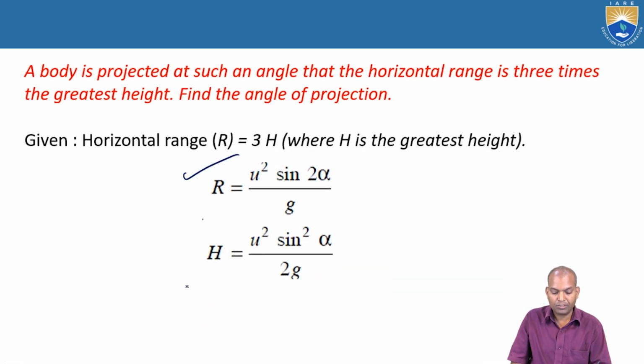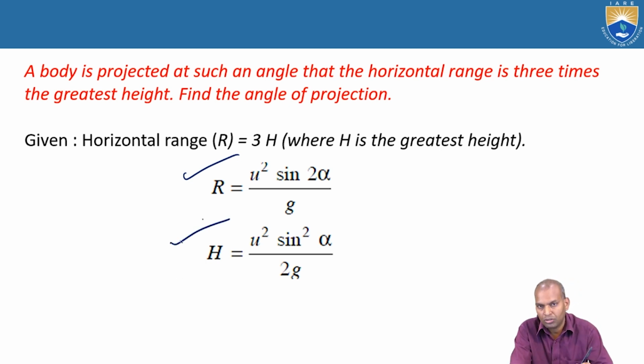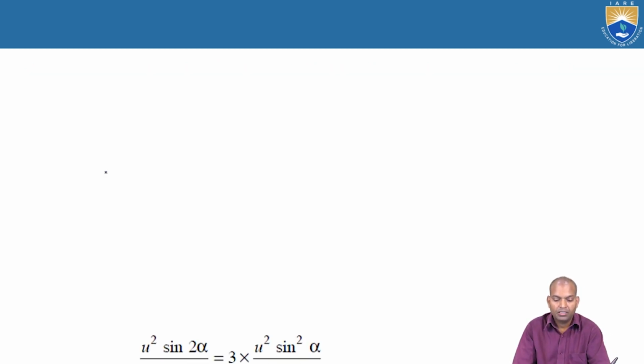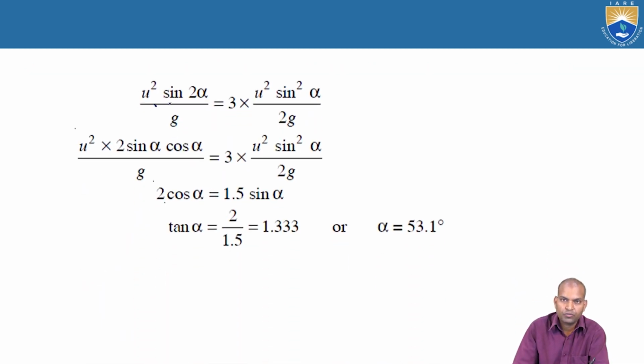Yes, u square sine 2 alpha by g. The range equals u square sine 2 alpha by g, and height equals u square sine square alpha by 2g. Now the horizontal range R equals 3 times height. The next step, substitute over here: u square sine 2 alpha by g equals 3 times u square sine square alpha by 2g. Height is u square sine square alpha by 2g, whereas the range is u square sine 2 alpha by g.